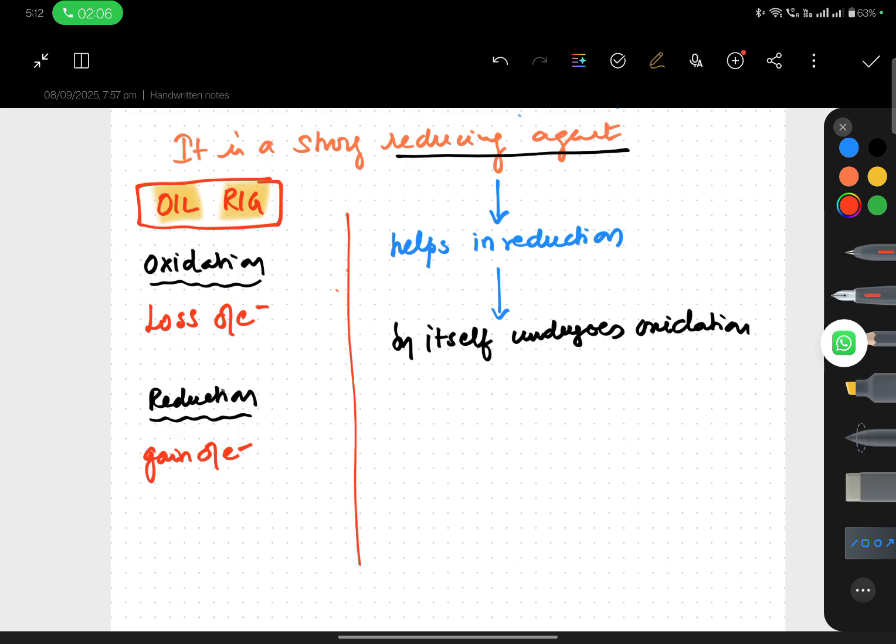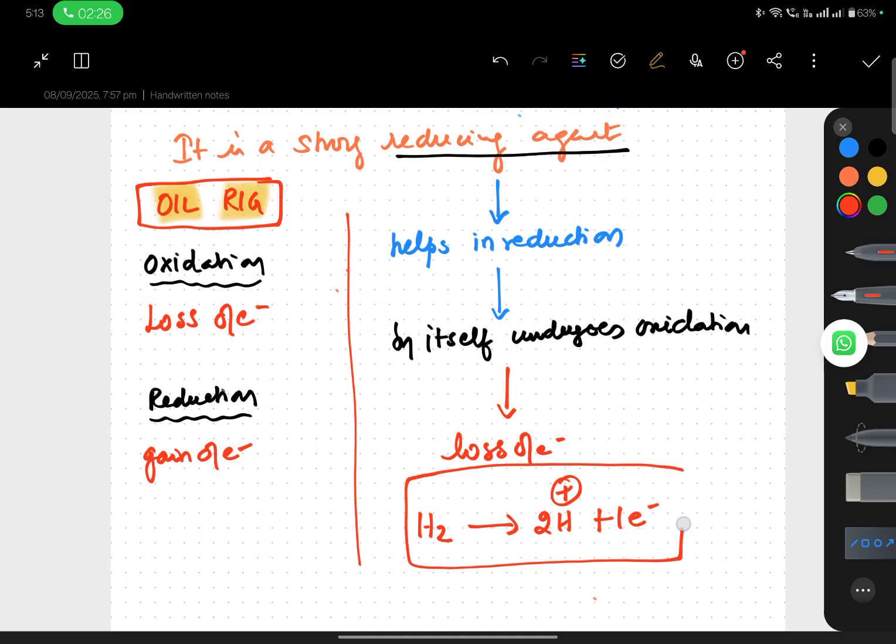So what do you mean by a reducing agent? It helps in reduction. On itself it undergoes oxidation. What is oxidation? Loss of electron. That is, the hydrogen becomes 2H plus 1 electron. Please make a note. Hence it's a very strong reducing agent.